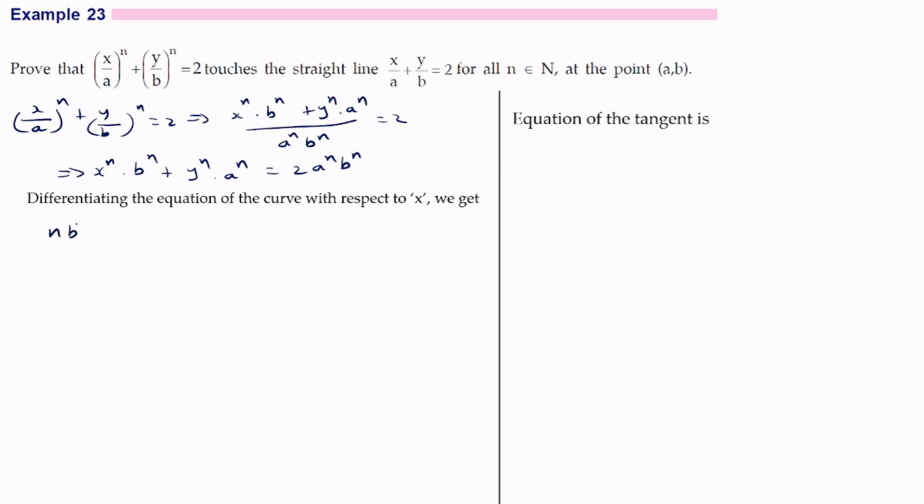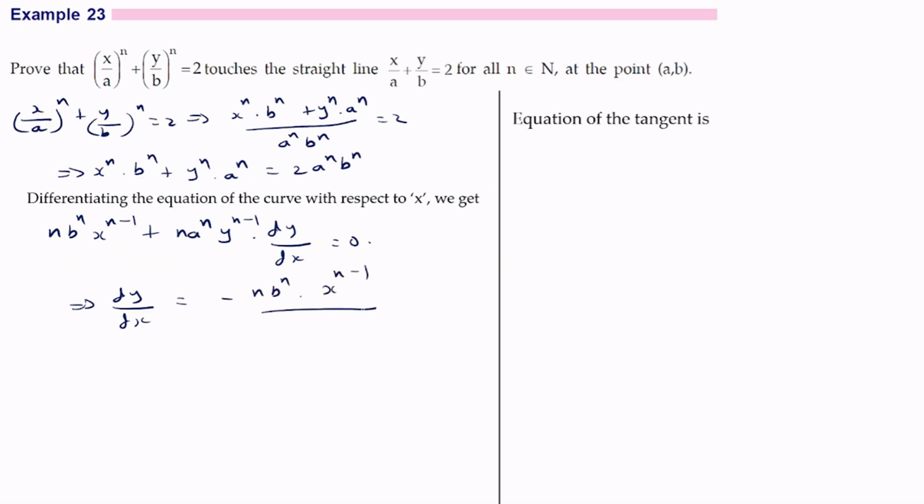So we get n·b^n·x^(n-1) + n·a^n·y^(n-1)·dy/dx = 0. So from this we get dy/dx = -n·b^n·x^(n-1) / (n·a^n·y^(n-1)).